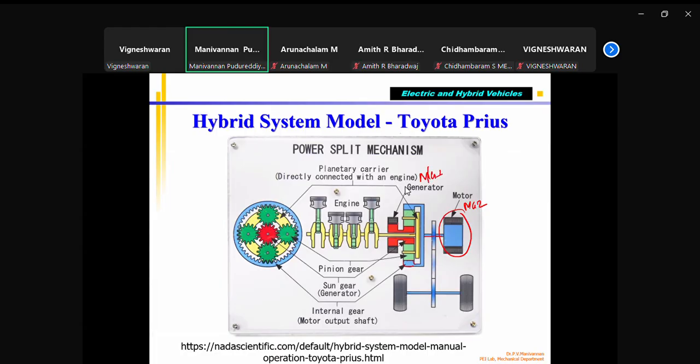MG1 can work as a generator, here it is shown as a generator. We are going to charge the battery, and it can also work as a motor and provide additional torque. This can work as a motor and also as a generator. When it works as a generator, it gets mechanical power and produces electricity to charge the battery. It can also get electrical power from the same battery pack and work as a motor.